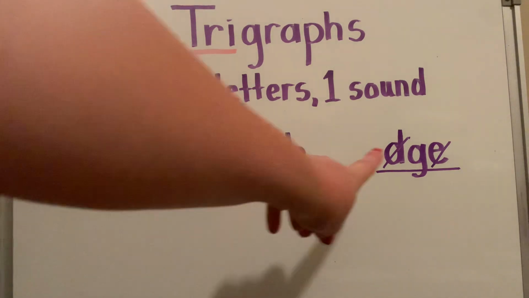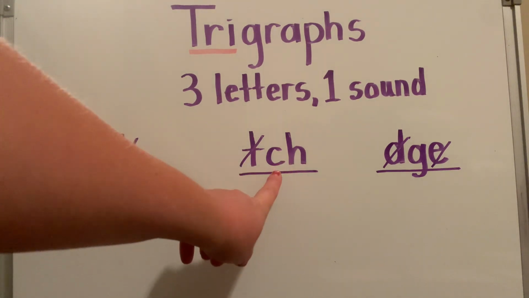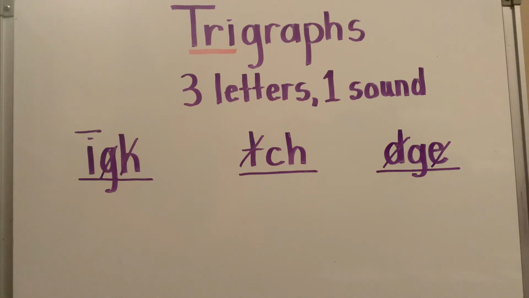These two are called consonant trigraphs. Why? That's right, because they make a consonant sound. So the TCH makes the ch sound. I cross out the T because I cannot hear it. And the DGE makes the J sound, that JG.